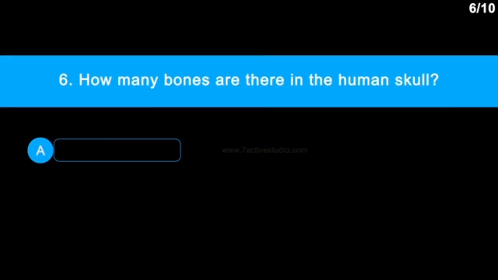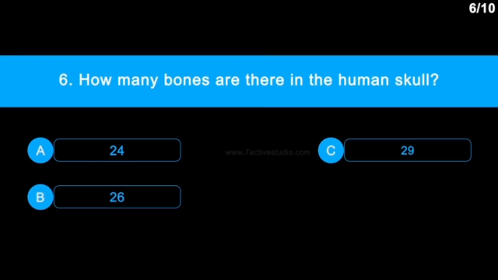Question 6. How many bones are there in the human skull? Option A. 24. Option B. 26. Option C. 29. Option D. 64.